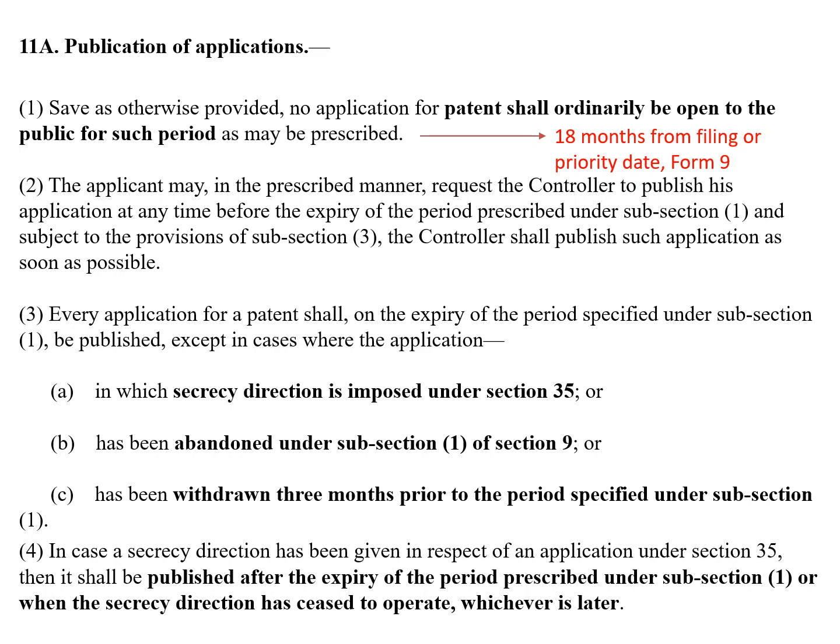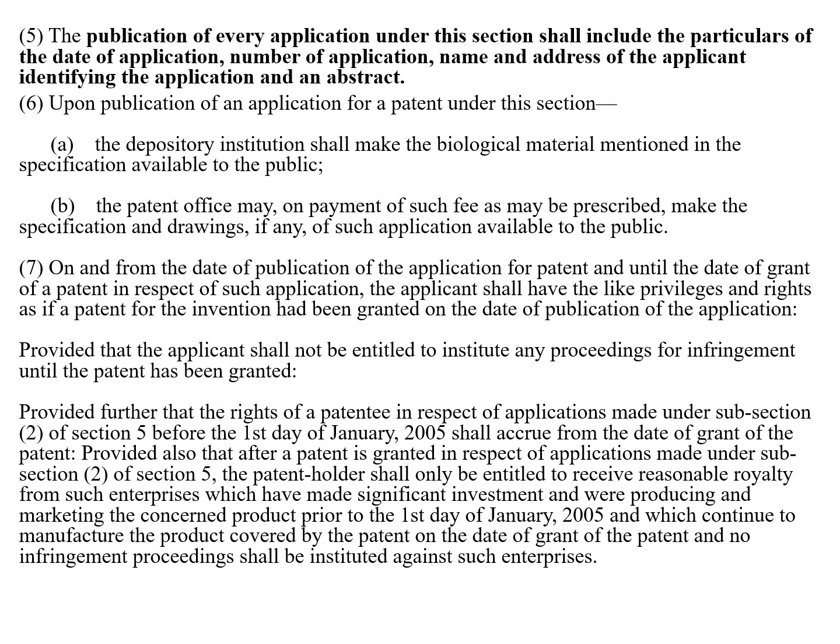Then in case secrecy direction is imposed under section 35, it shall be published after the expiry of the period prescribed under subsection 1, that is 18 months, or when the secrecy direction has ceased to operate, whichever is later. Subsection 5 says that the publication of every application under this section shall include the date of application, number of application, name and address of the applicant, and an abstract. So these are the details that are published.